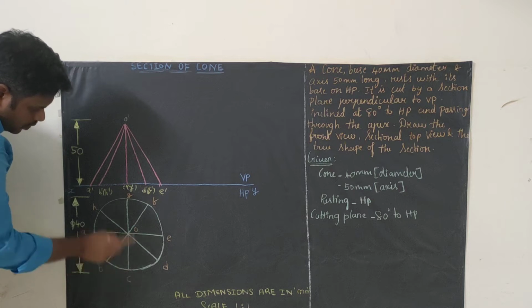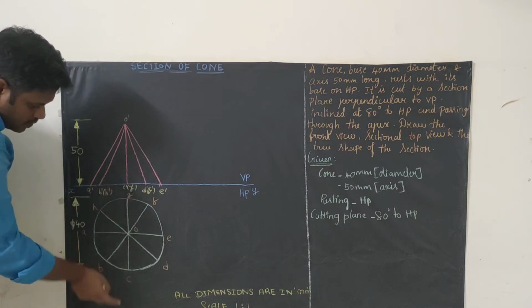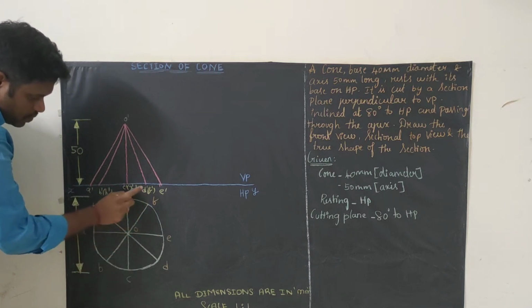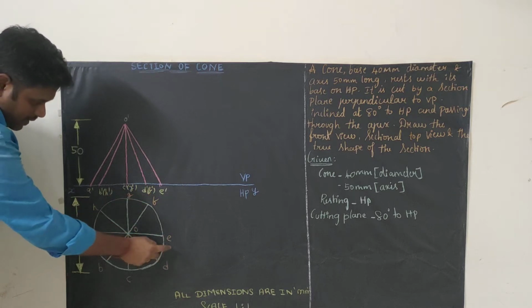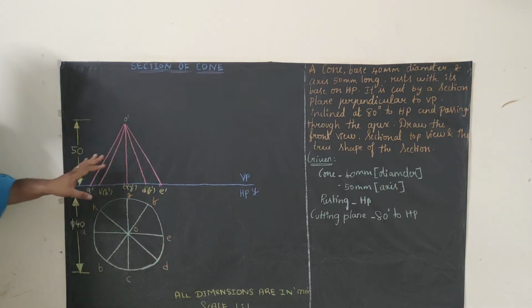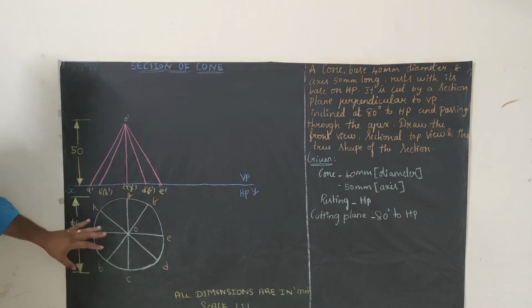You can see C but you can't see G. So C dash bracket G dash. You can see D but you can't see F. So D dash bracket F dash. You can see E. So E dash. So this is the way we need to name it. Whatever we got here is the front view and whatever we got here is the top view.